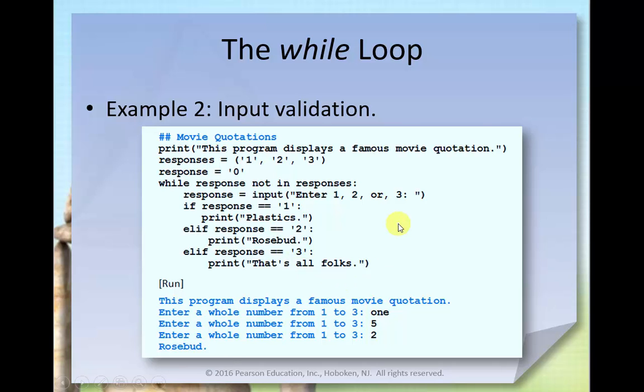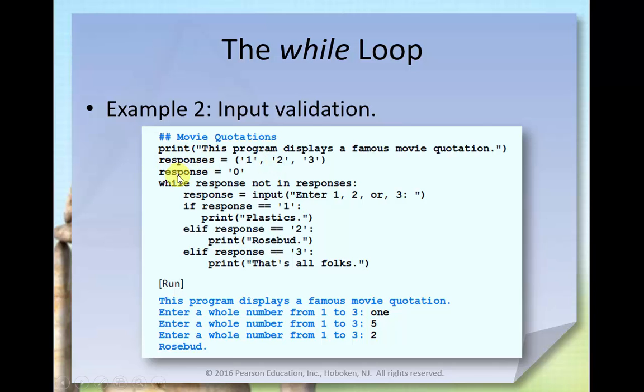The while loop is useful for a lot of different things. One thing that it can do is input validation. This particular program has to deal with looking for some specific responses. So we want responses that are either 1, 2, or 3, and these are strings, notice, because they've got quotes around them.